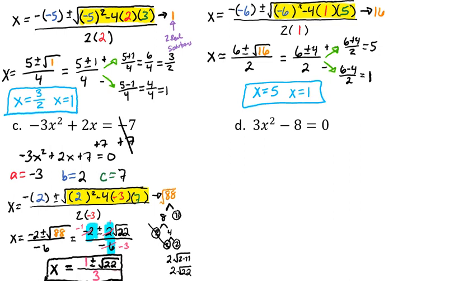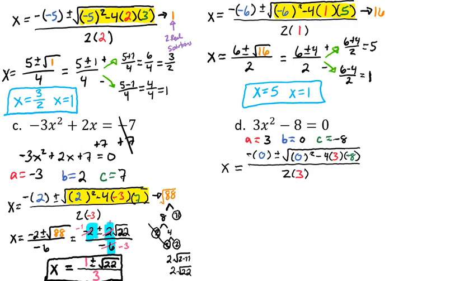Let's take a look at letter D. We have everything on the same side, so let's go ahead and find our a, b, and c and plug that into our quadratic equation. So we have an a value of 3, a b value of 0, and a c value of negative 8. We plug that into our quadratic equation, and then plugging in our discriminant is going to give us a value of 96. And so because it's positive, we know that we're going to have two real solutions. So now we have x equals plus or minus the square root of 96 divided by 6.